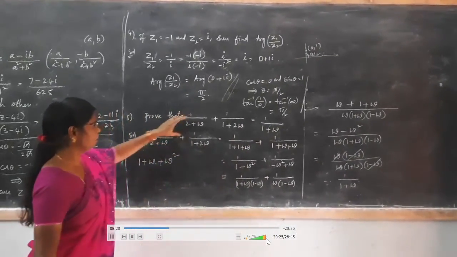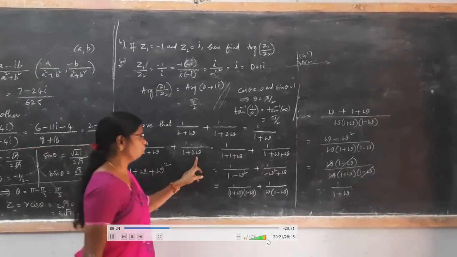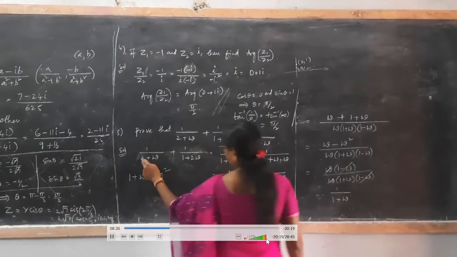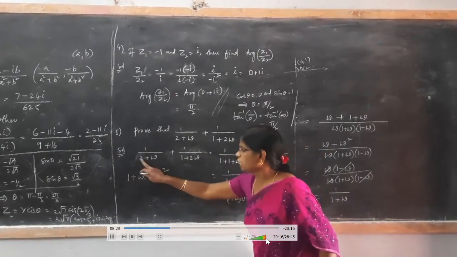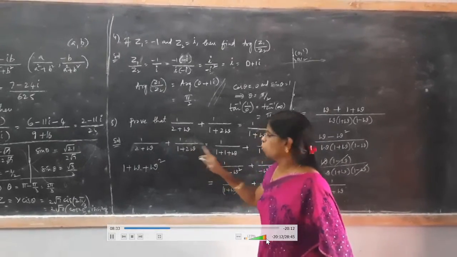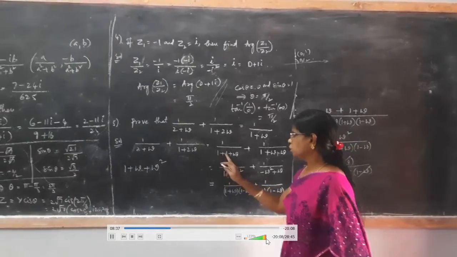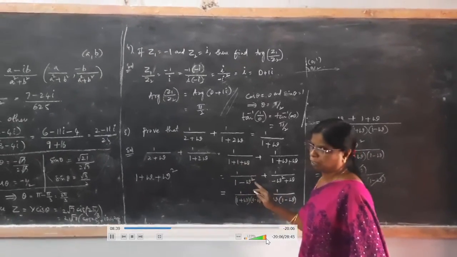So I take this LHS, 1 by 2 plus omega plus 1 by 1 plus 2 omega. Here, 1 we write as it is, and 2 we write as 1 plus 1. Similarly, 2 omega means 1 omega plus omega. Okay, 1 by 1, this 1 plus omega is minus omega square.